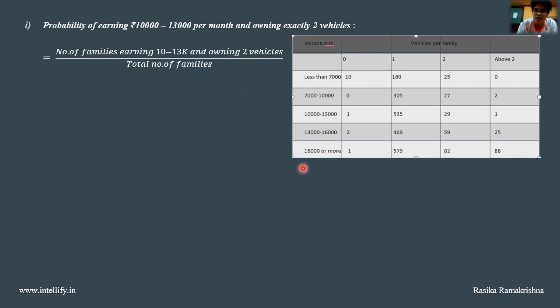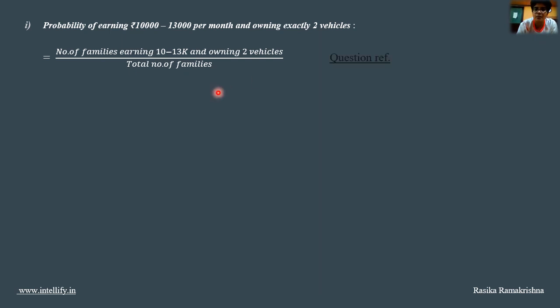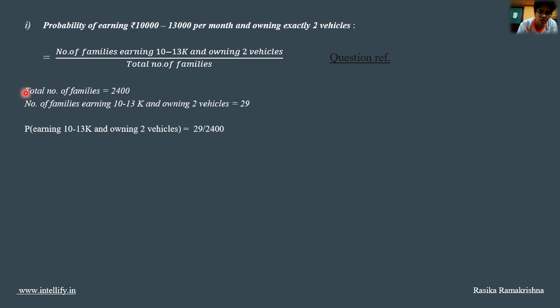Alright, so let's have a quick look at the table given in the question. We can see that 29 people earn from 10,000 to 13,000 and own exactly 2 vehicles. So let's go ahead and compute the probability. So the total number of families we know is 2,400, and we just saw that the number of families earning from 10 to 13k and owning 2 vehicles is 29. Therefore, the probability of earning from 10 to 13k and owning 2 vehicles is 29 by 2,400.